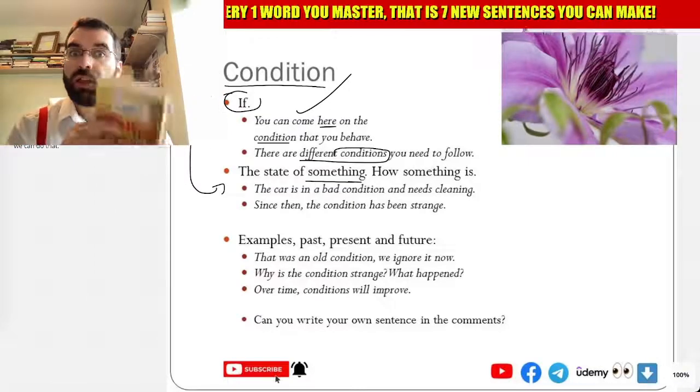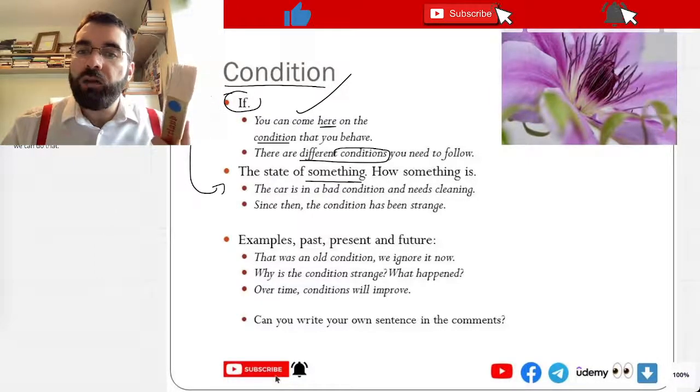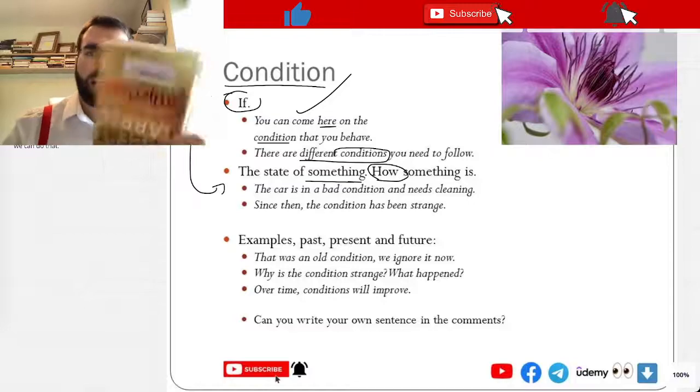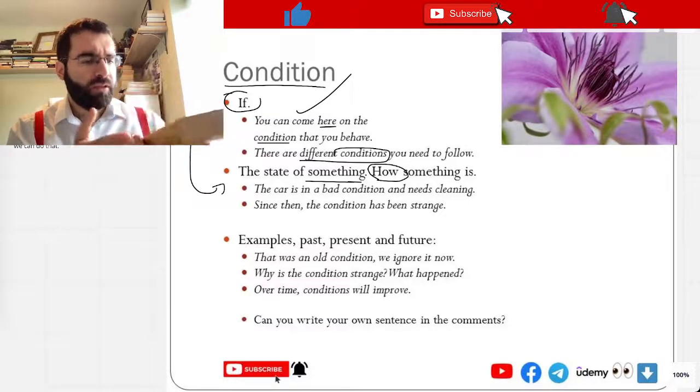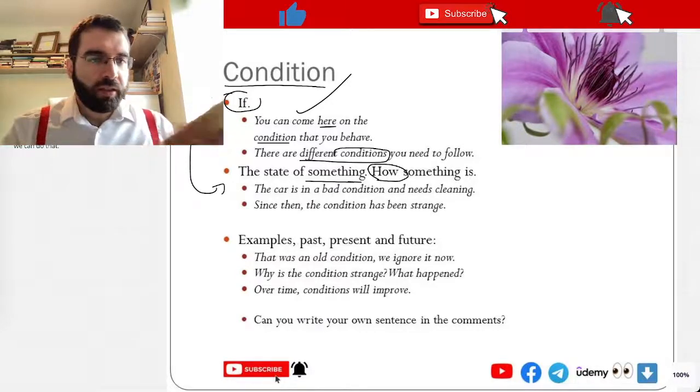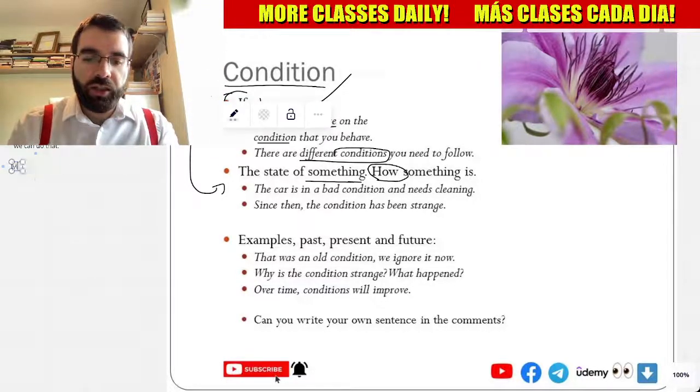Or condition, the state of something. How something is. How it is. This book is in good condition. Yeah, it's very good, very clean. So, my books are in good condition.